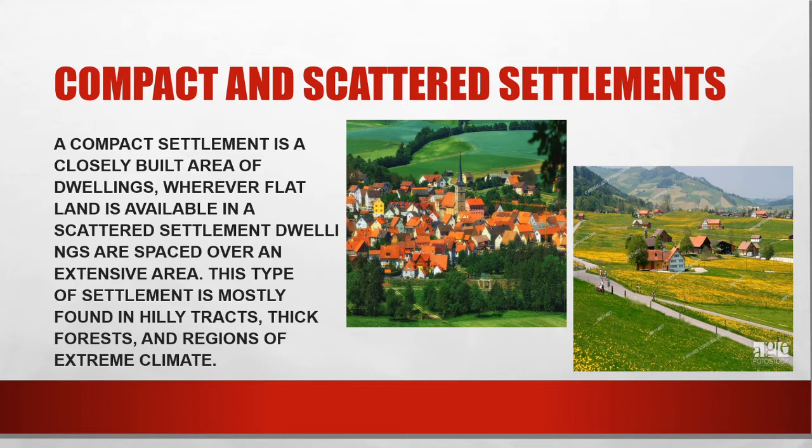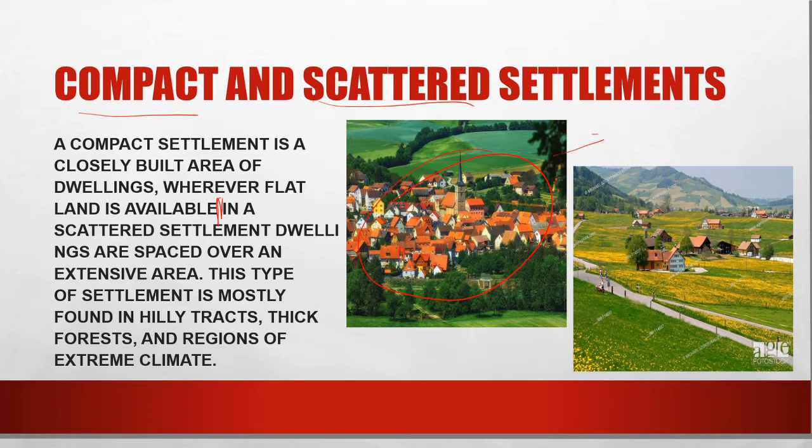Compact and scattered settlements. If we differentiate settlements in a narrower form, they can be differentiated into compact and scattered settlements. What are they? A compact settlement is a closely built area of dwellings wherever flat land is available. So in a compact settlement, we can see that the people who occupy that land build houses in a very compact region, like we can see here. So this is an example of a compact settlement.